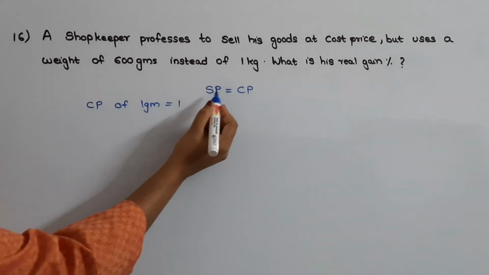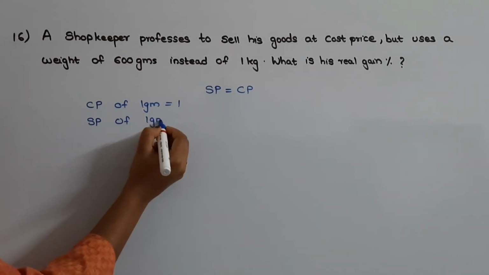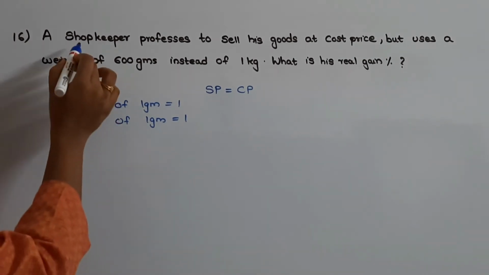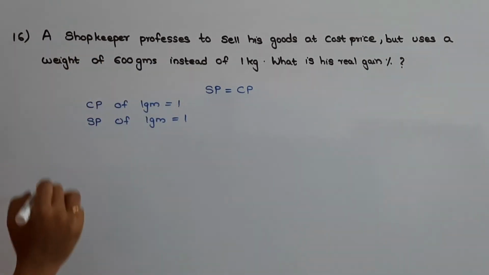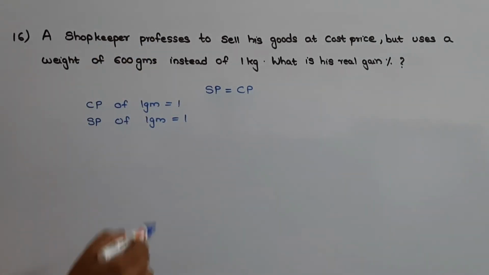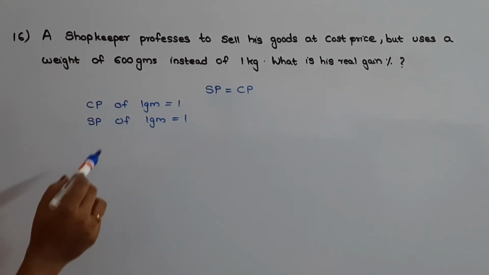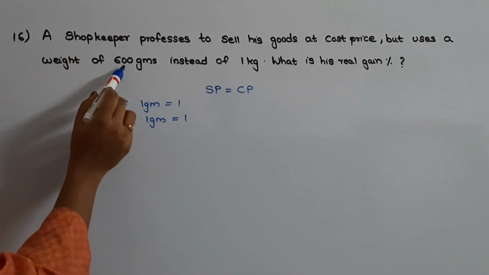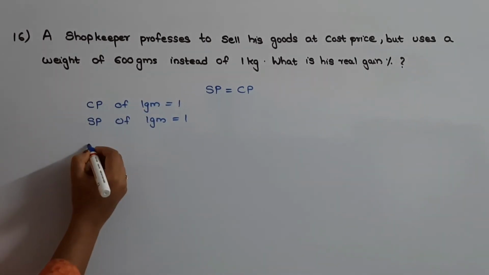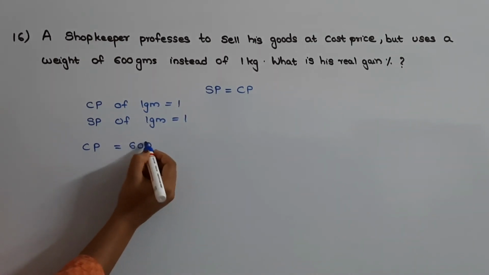Here the selling price is equal to the cost price, hence the selling price of 1 gram of product will also be rupee 1. The amount of goods going from the shopkeeper's hand is 600 grams, but he is getting the money for 1000 grams. So the cost price of the shopkeeper is for 600 grams. The cost price of 1 gram is 1, then the cost price of 600 grams will be 600 into 1, that is rupees 600.